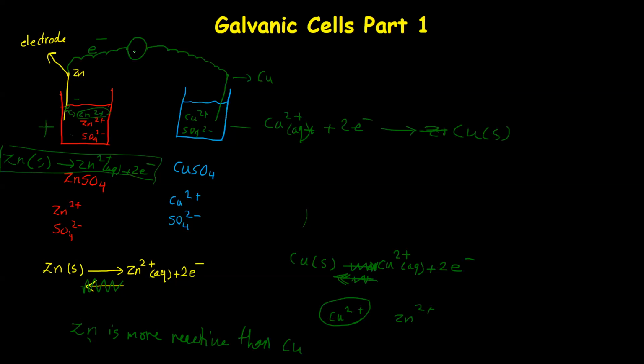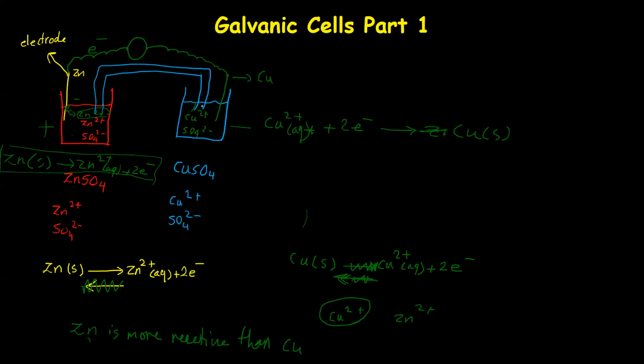If we want to generate electricity, we need to fix this problem. It means we need to keep these two solutions neutral. But how can we do it? For doing that, I want to use something to connect these two containers. So I use something that I name a bridge.